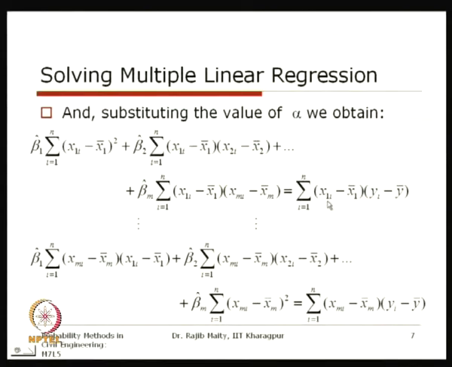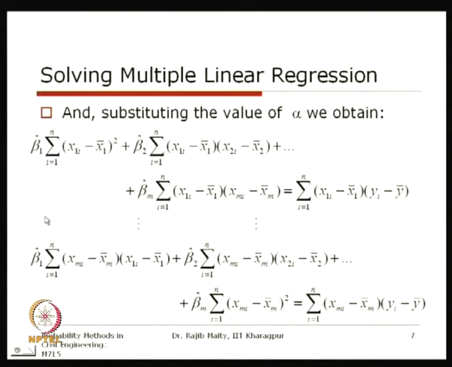Like that, for the last one, the mth equation, the partial derivative is taken with respect to beta m. What we saw for the first expression is here x m i minus x m bar square. This quantity is multiplied with all other expressions on the left hand side, and also on the right hand side, which is related to the target variable, it is multiplied by x m i minus x m bar.